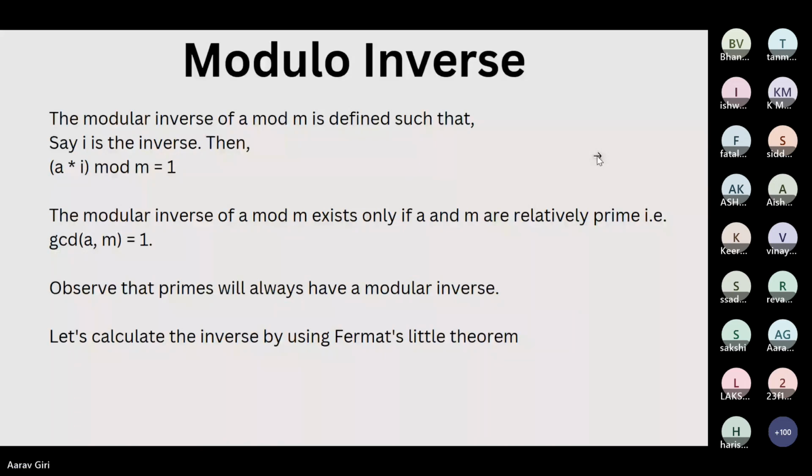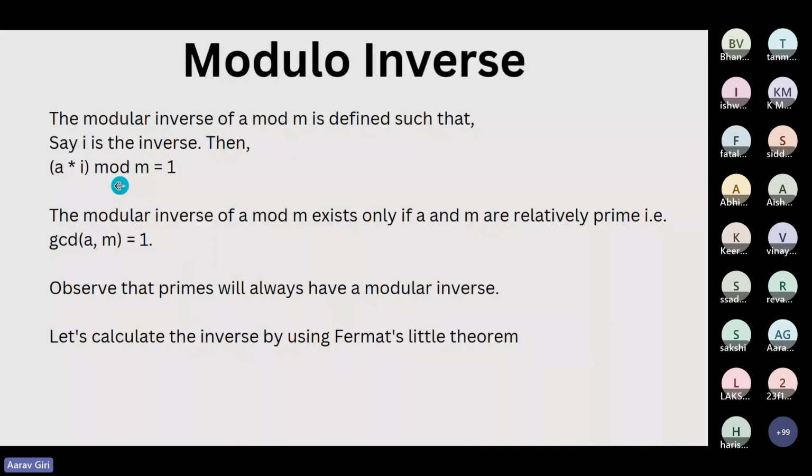So, the modular inverse of A mod M is defined in this manner. If I is the inverse, when you do A into I, this multiplication, right? That's why it's called multiplicative modular inverse. So A into I modulo M equals 1. If this is the case, then I is the modular inverse of A modulo M.